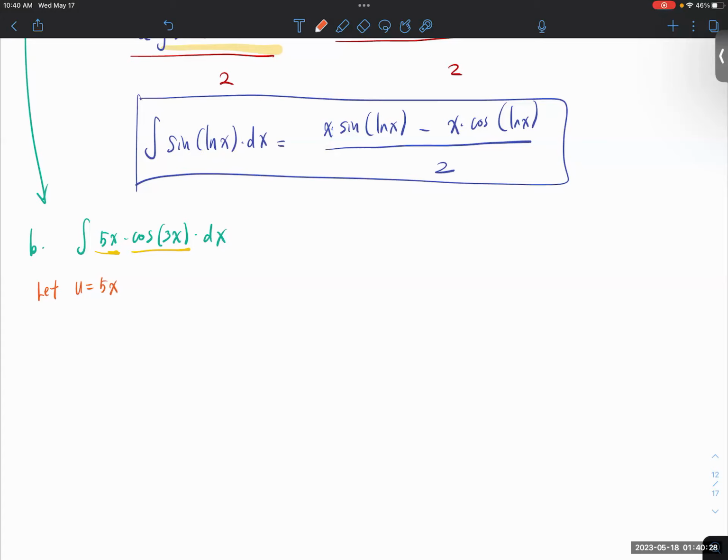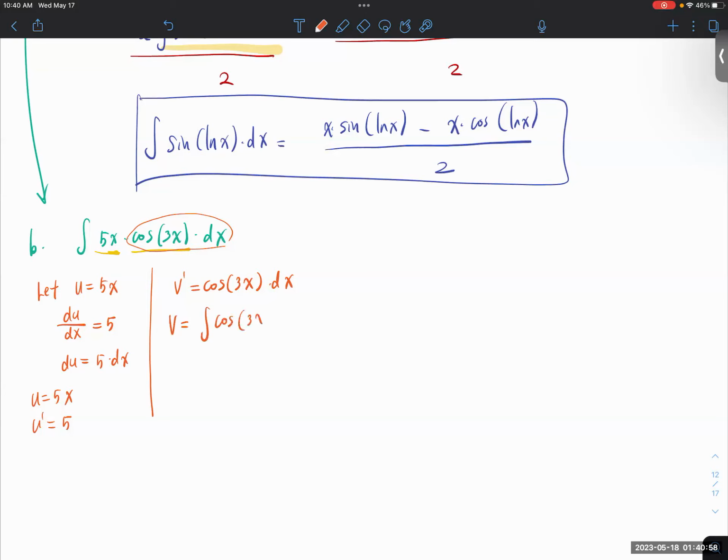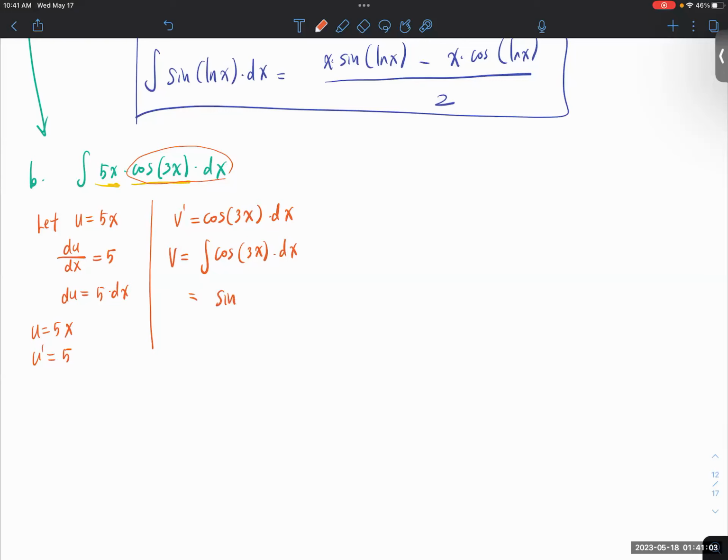So we're going to take the derivative. du over dx will be 5. So du is 5 dx, we take the differentiation. So we know u is 5x, u prime is 5, and du is 5 times dx. And the second function is right there. v prime is cosine 3x dx. So by taking the integral, you can find v, and it is going to be, cosine will be sine 3x.